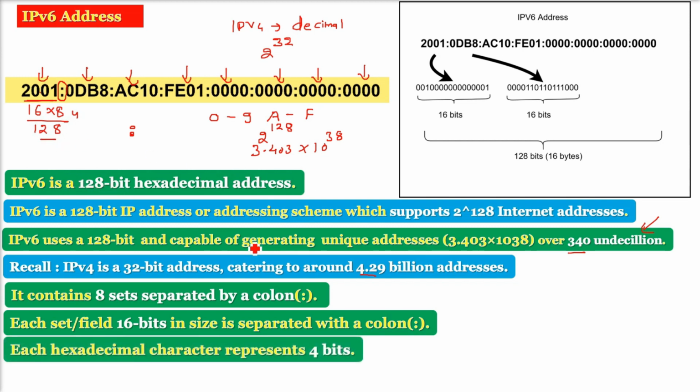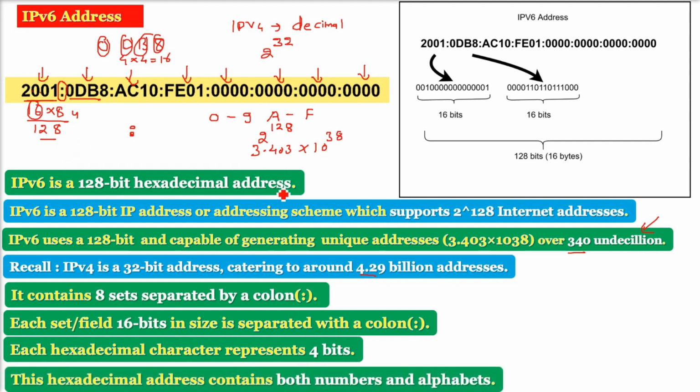Hexadecimal I already told you, and each hexadecimal character represents 4 bits. For example, 0, D, B, 8. This 0 will not be the letter O, it will always be zero. We just have A to F. So every one of D, B, 8, all these are 4 bits. So we have 4 of them, and 4 fours are 16. So one group, one field, or one set is 16-bit. Each hexadecimal digit is 4-bit. This hexadecimal address contains not only numbers but, unlike IPv4, alphabets also. A to F we are employing.